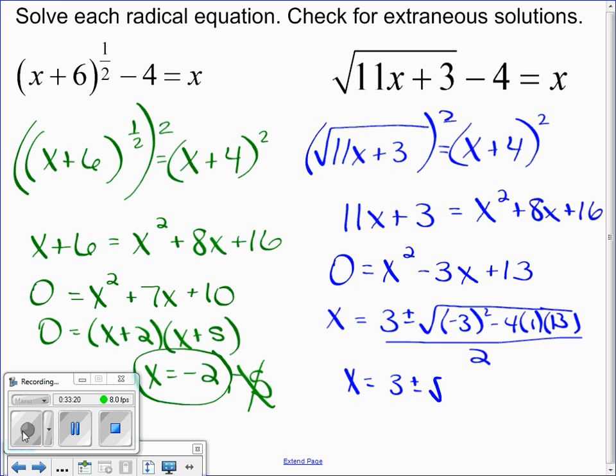3 plus or minus square root 9 minus 52, minus 51... negative. Is that right? How about you guys? My brain hurts today. Is that right? Negative 43 all over 2. So x equals 3 plus or minus i radical 43 all over 2.